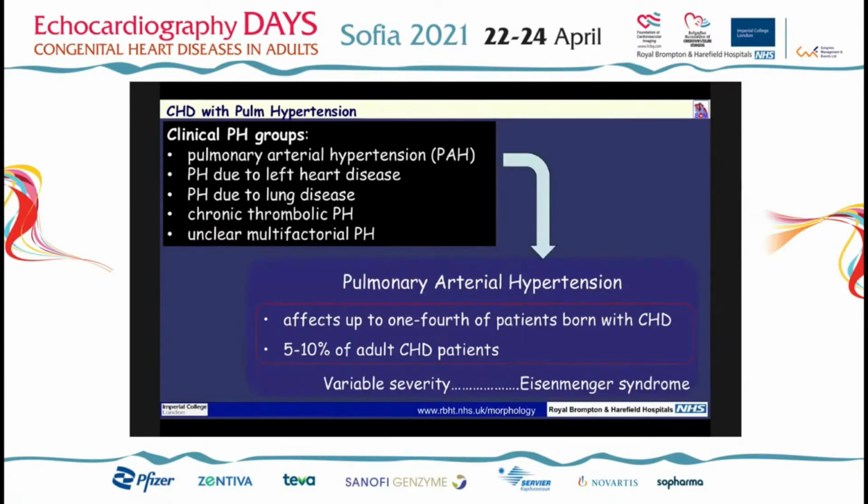So to start with, there are several clinical pulmonary hypertension groups as listed here. The classification is quite complex. One can have pulmonary arterial hypertension, or pulmonary hypertension due to left heart disease, or due to lung disease, or a thromboembolic event, and unclear multifactorial pulmonary hypertension. So I'm going to look first at this entity only, the pulmonary arterial hypertension in association with congenital heart defects, affecting up to 1/4 of the patients and 5 to 10% of adults with congenital heart disease. There are lots of variations in severity, from mild to the Eisenmenger syndrome type of presentation.